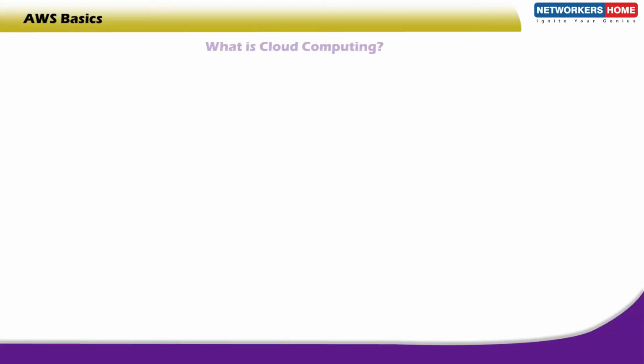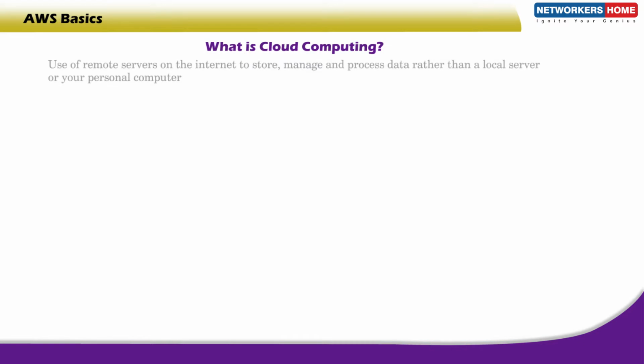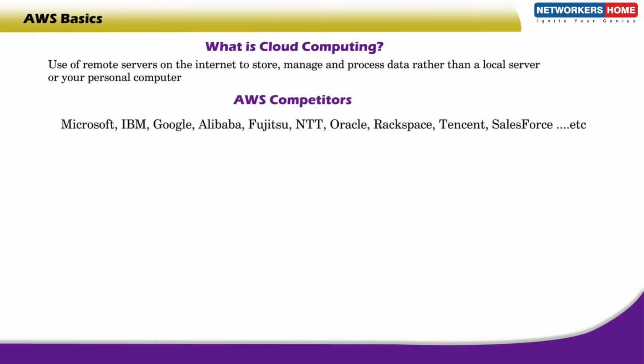AWS Basics. What is cloud computing? It is the use of remote servers on the internet to store, manage and process data rather than a local server or your personal computer. The competitors of AWS are Microsoft, IBM, Google, Alibaba, Fujitsu, NTT, Oracle, Rackspace, Tencent, Salesforce, etc.